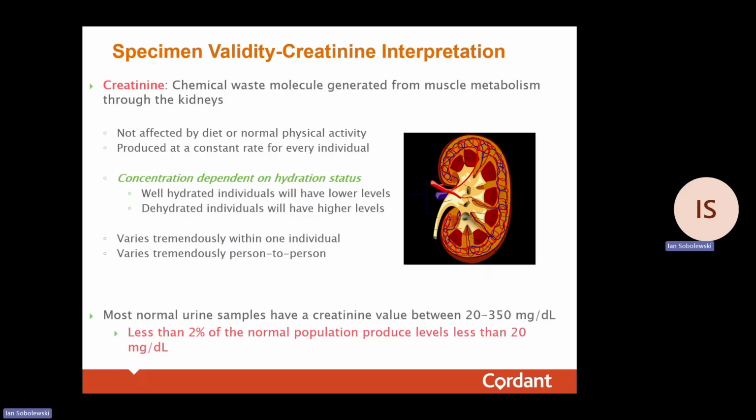Now, how easy would it be to get a creatinine level under 20 milligrams per deciliter? Well, if we took a random population sample from everyday folks walking on the street, we'd expect less than 2% of them to have a creatinine level under 20 milligrams per deciliter. So it can actually be quite difficult to dilute your sample.